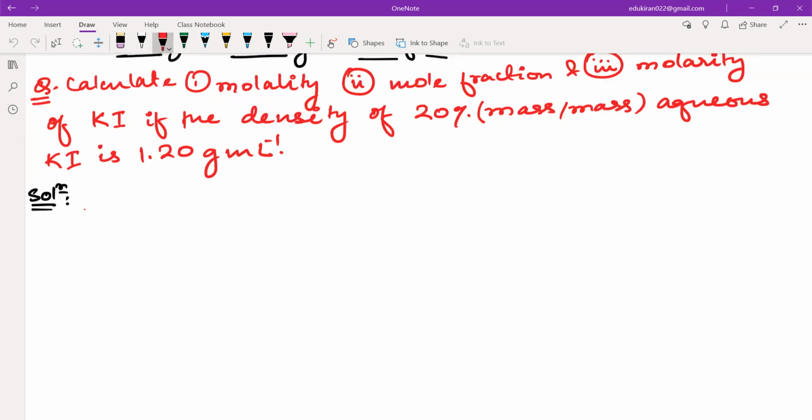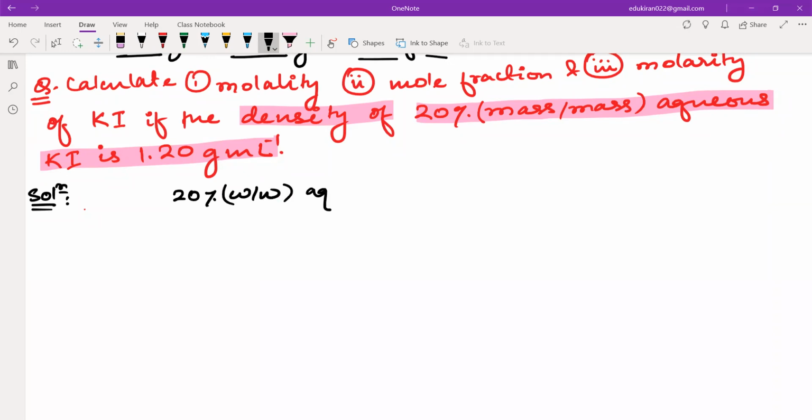Now, in this question, we have been given information which is very minimal. It is 20% mass by mass aqueous KI, and the density of 20% mass by mass aqueous KI is 1.20 grams per ml. Now, here we need to translate this chemical information into plain English. First of all, I will teach you how to translate this. See what we have: 20% mass by mass. Mass by mass is also written as W by W. Okay, so I'm writing it as W by W.